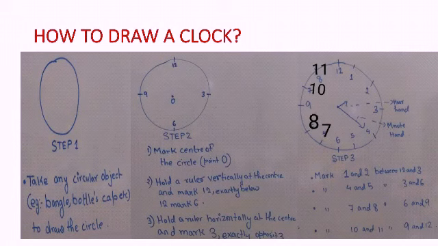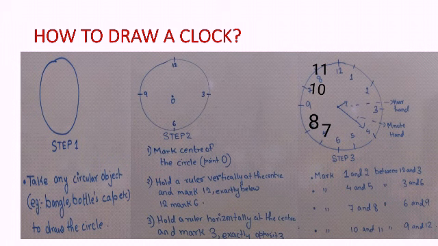Now, how to draw a clock? First step, draw a circle. You can use any circular object like a bangle, a cap of a bottle, cap of your pen, or a bowl. You can use a compass, but I won't ask you to, because a compass has a pointed nib and you might hurt yourself while using it, since you don't know how to use it. So use other objects. And if you have your elders or teachers sitting with you, then you can use a compass.